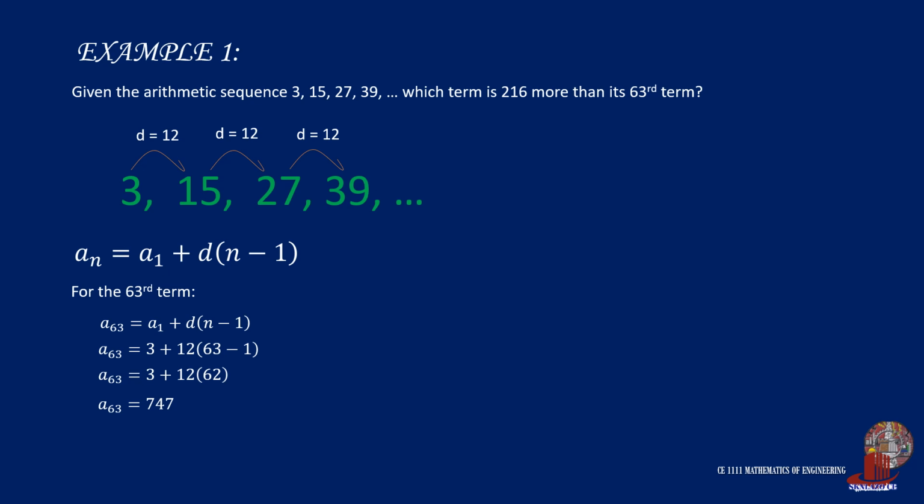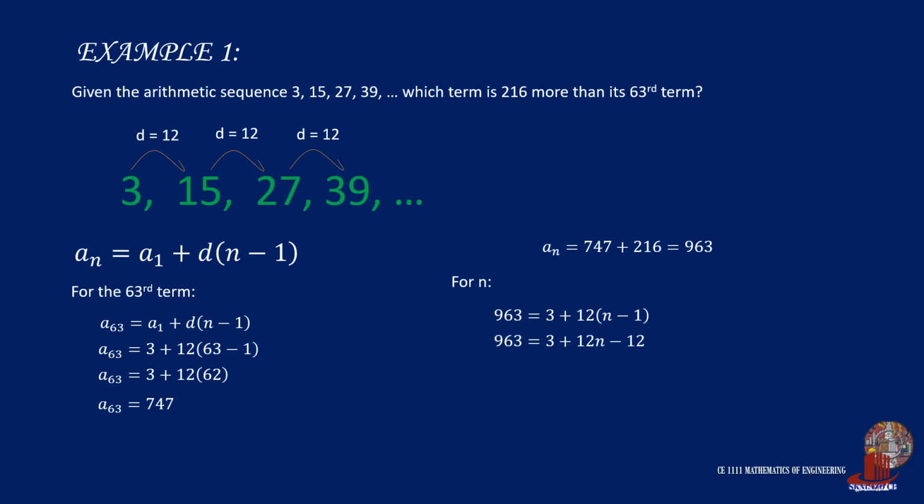Now that we know the 63rd term, we add 216 as is stated in the problem to have 963. This is taken as a sub n. Since we are looking for the term n, we plug 963 into the explicit formula and equal this to 3 plus 12 times the quantity of n minus 1.